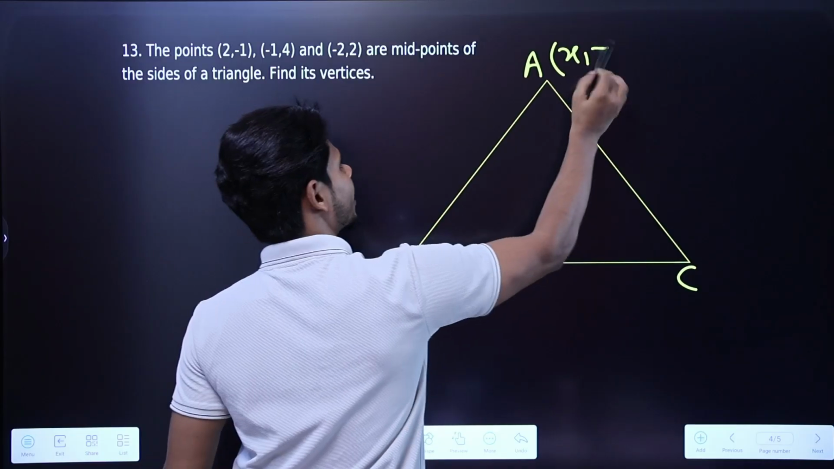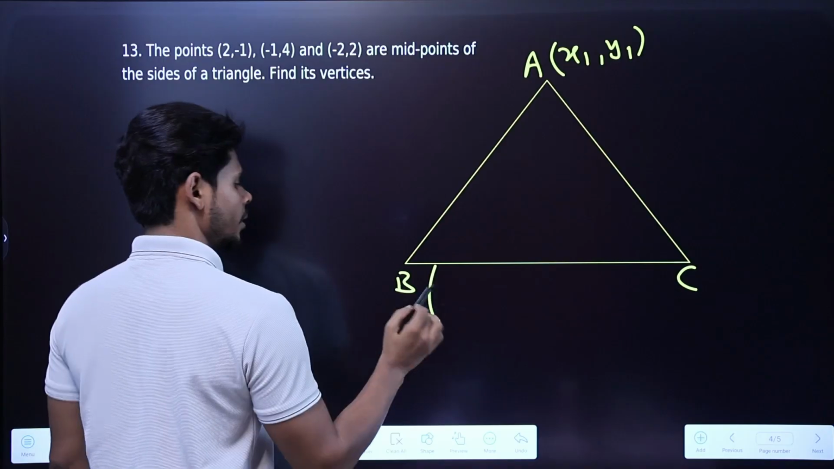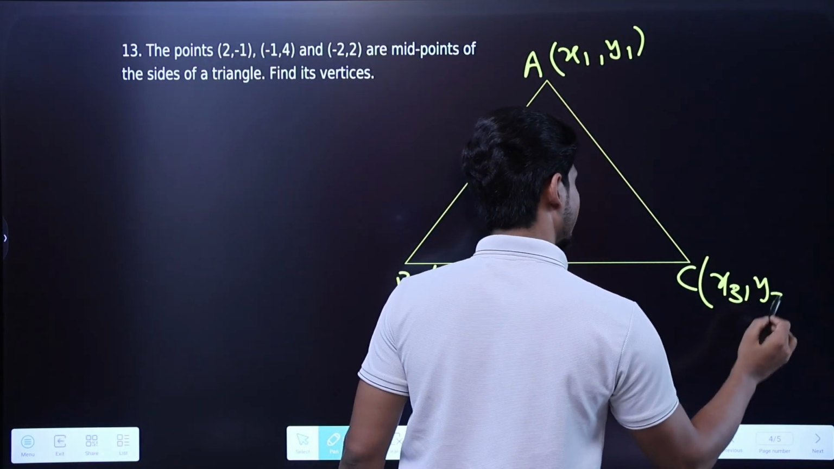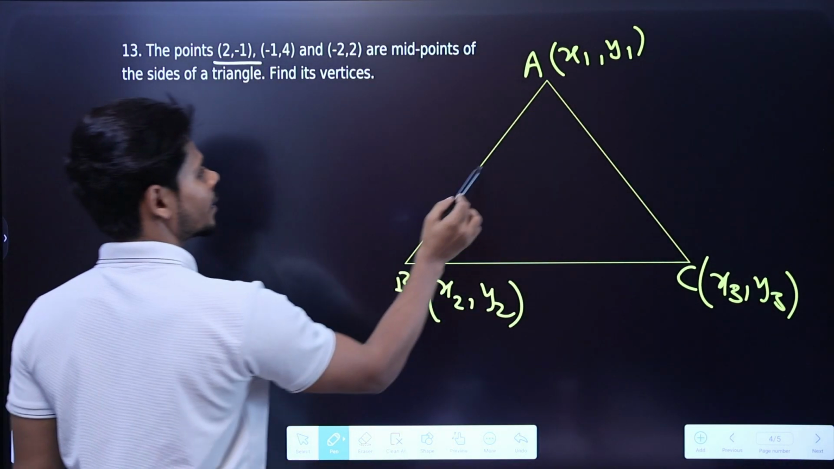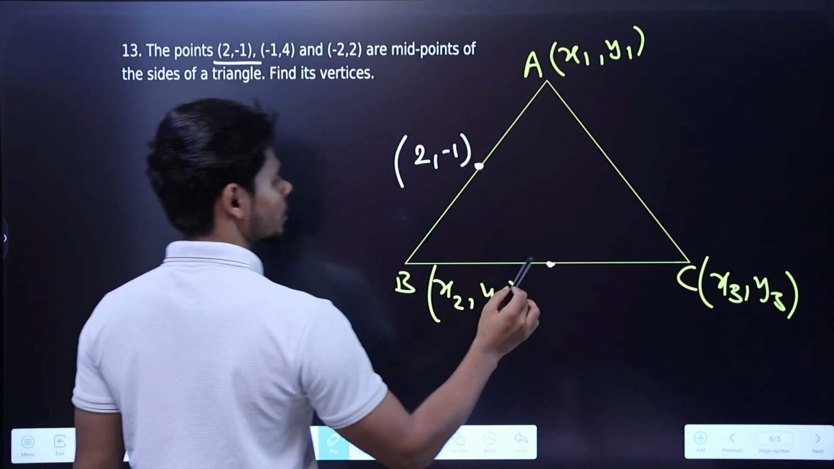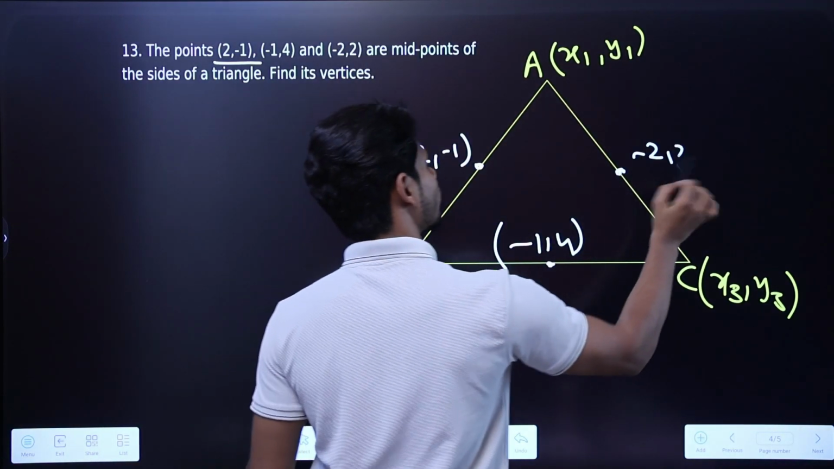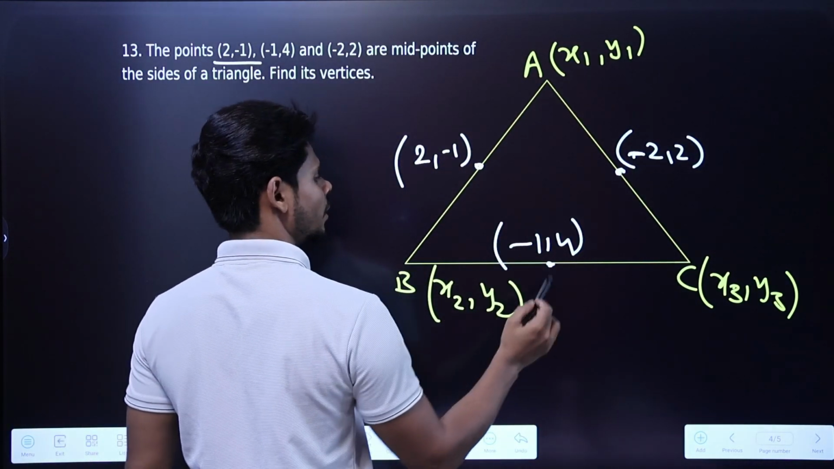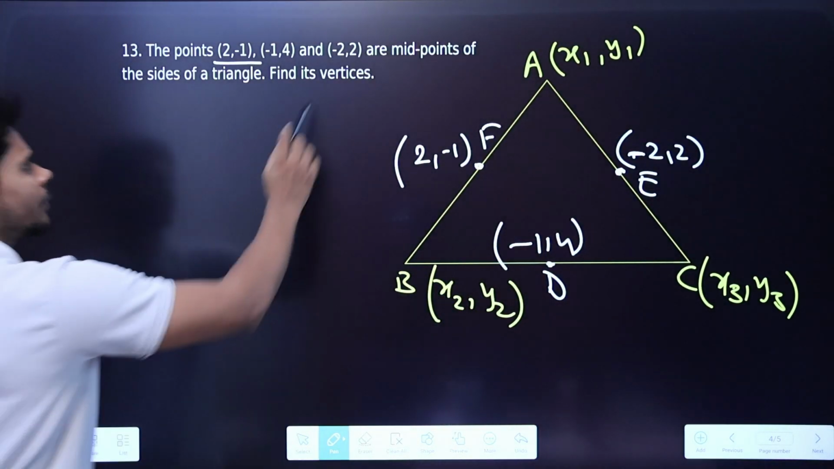Let's say this coordinate is x1 comma y1. Let's say its coordinate is x2 comma y2, and let's say its coordinate is x3 comma y3. Fine. Now we are given the midpoints of each side. So let's say the midpoint of the first side is 2 comma minus 1. Let's say the midpoint of another side is minus 1 comma 4, and let's say the midpoint of this side will be minus 2 comma 2. We are given these over here, right? So let's say these are D, E, F. Fine. Next, we need to find the vertices.